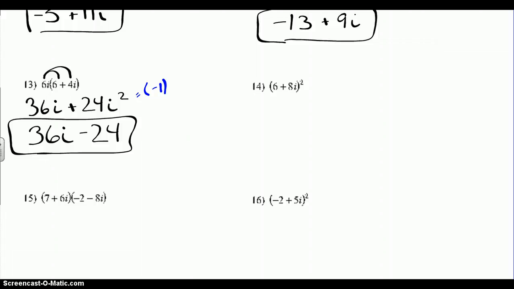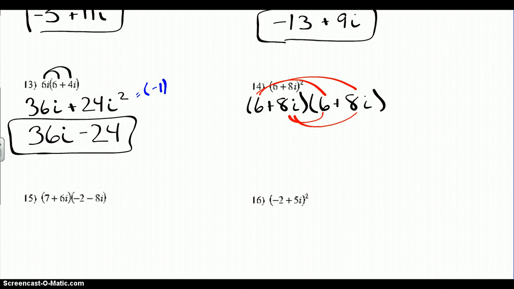Okay, this is a tricky one. Remember that when you square something, you multiply it by itself. Okay, so we can't distribute this square. What this means is we need to multiply it, the way you see it, by itself. Okay, so now we're just going to use our FOIL or our distributive property.